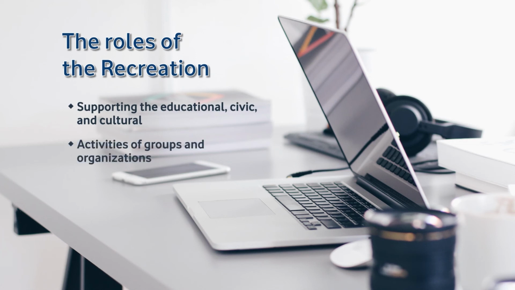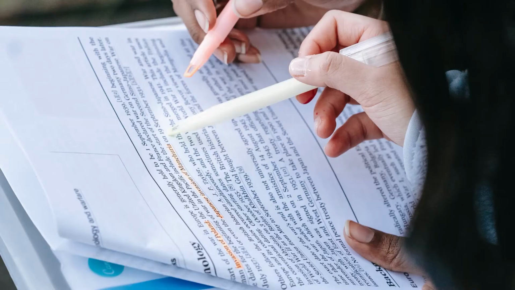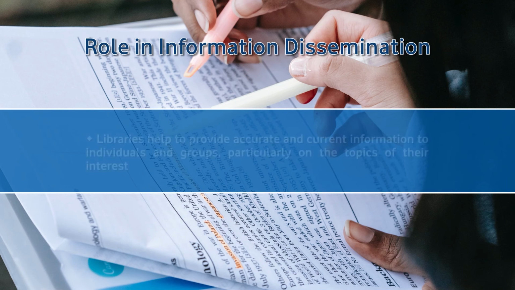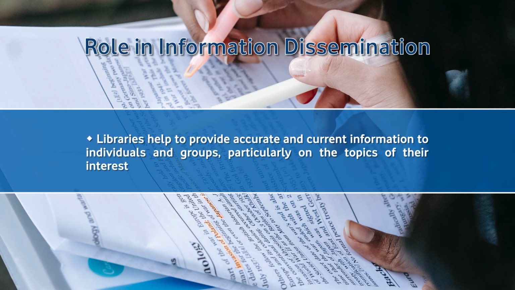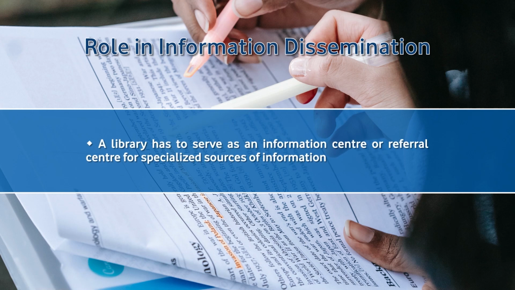It supports educational, civic, and cultural activities of groups and organizations. And a role in information dissemination, of course, this itself is explanatory. The library helps to provide accurate and current information to individuals and groups, particularly on the topic of their interest. The scope of information services is extended to include information on socioeconomic needs of the society. And the library has to serve as an information center or referral center for specialized sources of information.